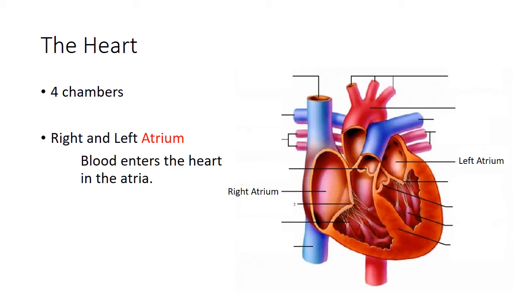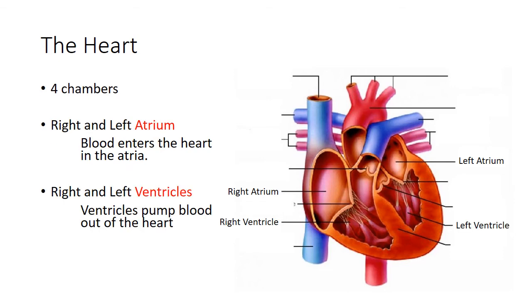Notice in the diagram that left atrium is on the right side of the diagram. You must imagine this heart belongs to a person looking at you. It is their left atrium. We also have the right and left ventricles. Ventricles pump blood out of the heart.